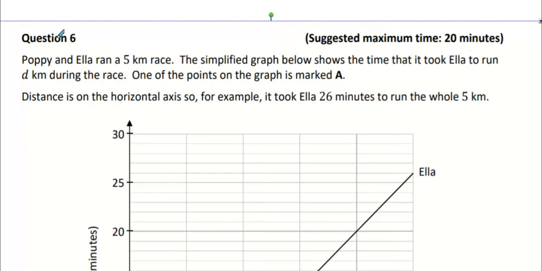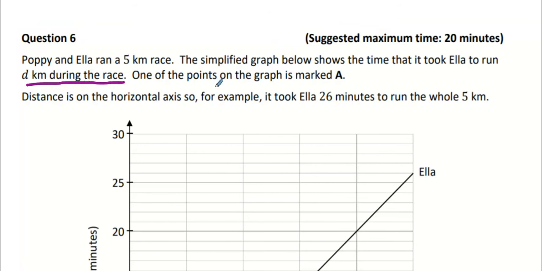Okay, now on to question 6. Poppy and Ella ran a 5-kilometer race. The simplified graph shows the time it took Ella to run the D kilometers during the race. One of the points on the graph is marked A. The distance is on the horizontal axis. For example, it took 26 minutes for Ella to run the whole 5 kilometers.